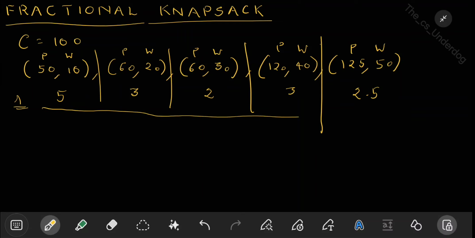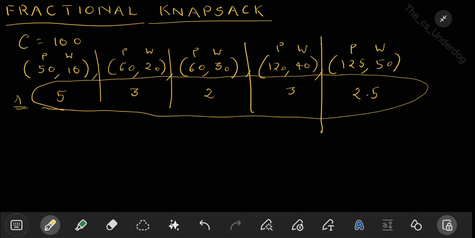What is the next step? You have to see all these ratios and you are going to choose that item which is having maximum profit by weight ratio. So the maximum ratio here is for the first item which is having a profit by weight ratio of 5. So I told you that your knapsack is having total capacity of 100. So let us take the first item in.